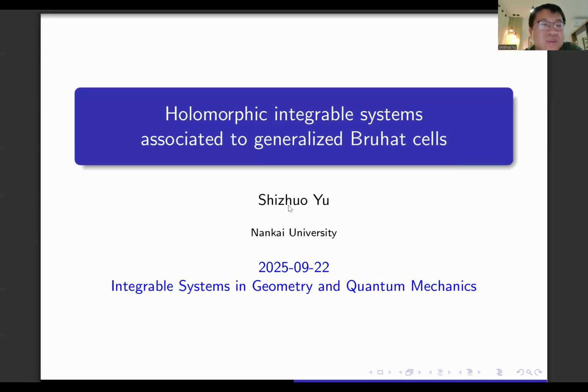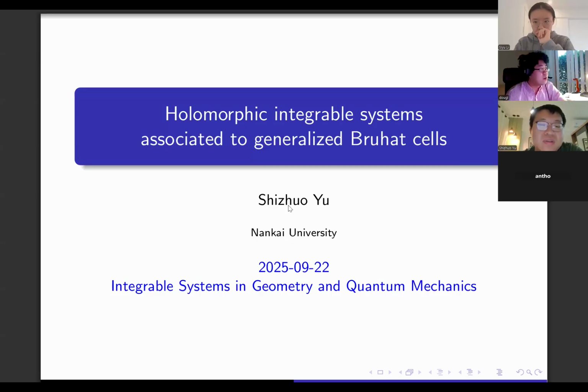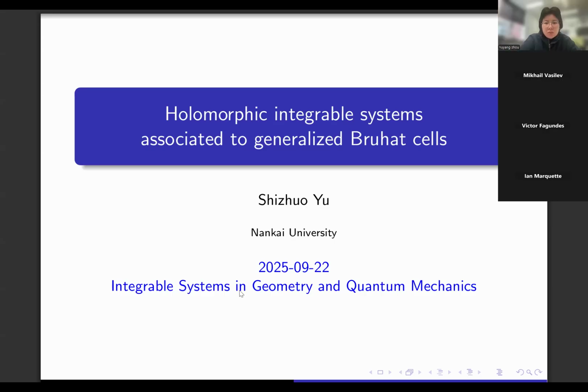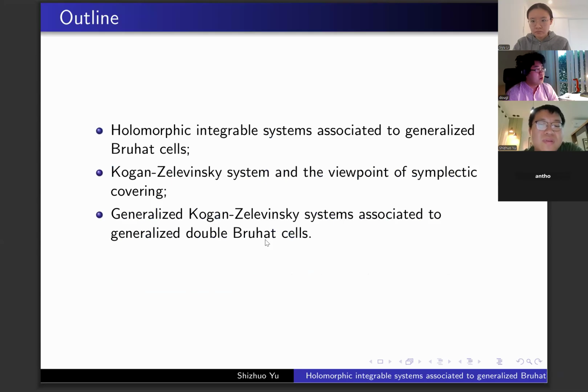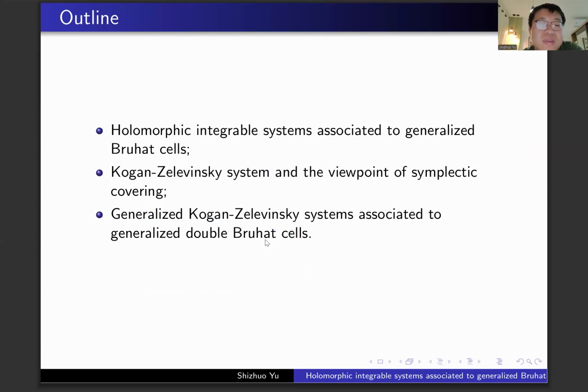Today I will introduce my research work on holomorphic integrable systems associated to the generalized Bruhat cells. It is an approach based on Lie theory and Poisson geometry. That is the outline of today's talk. First, I will introduce a holomorphic integrable system associated to the generalized Bruhat cells.